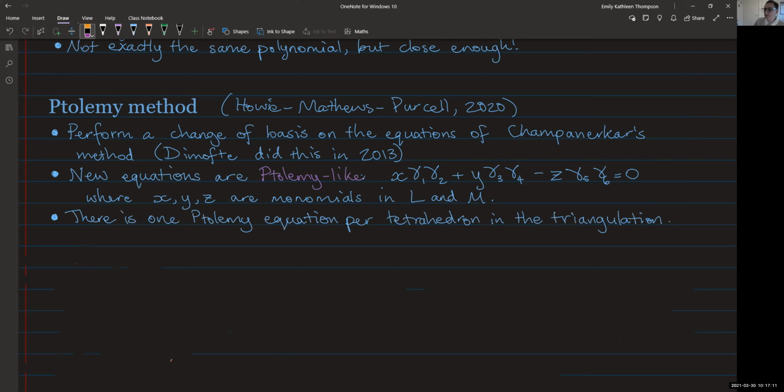Okay, and so we get one of these Ptolemy equations per tetrahedron in our triangulation. And so again, this is going to give us a system of polynomial equations. We're going to eliminate all of the gamma variables and be left with something that is a polynomial in L and M. Okay, but the important thing for us is how this behaves when we're considering Dehn filling. So let me talk about Dehn filling for a little bit.